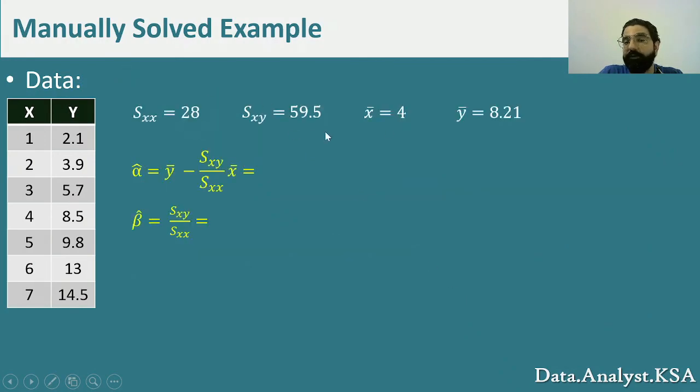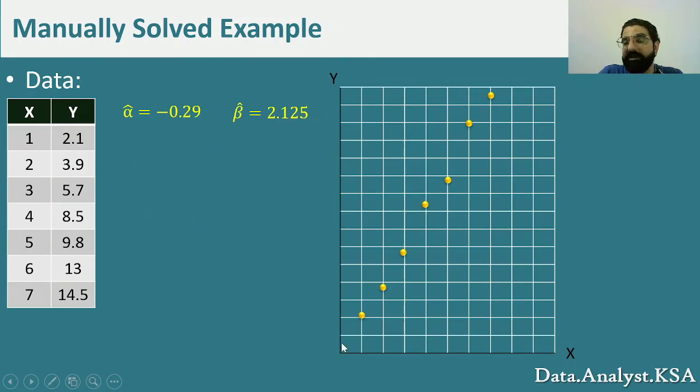So now I have my 4 values over here, and if we remember, alpha hat equals y bar minus S of xy over S of xx times x bar. So if I just substitute the numbers, it's going to be minus 0.29. And my beta hat, if I substitute the numbers for SXY and SXX, it's going to be 2.125. So this tells me that I have the intercept and I have the slope of my line, so I can just fit the line directly. And if we look at this line, it seems that it fits the data perfectly. Its intercept is minus 0.29 and its slope is 2.125.